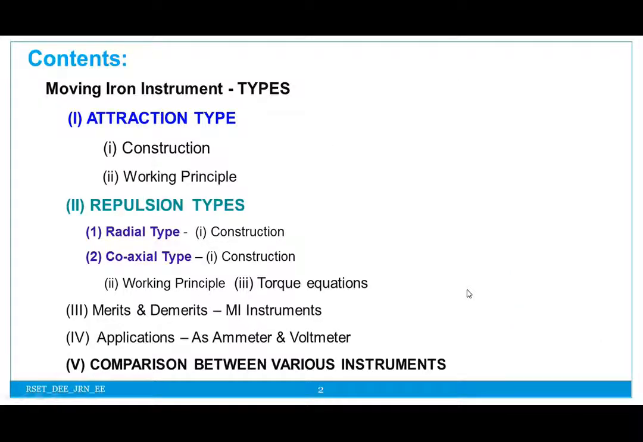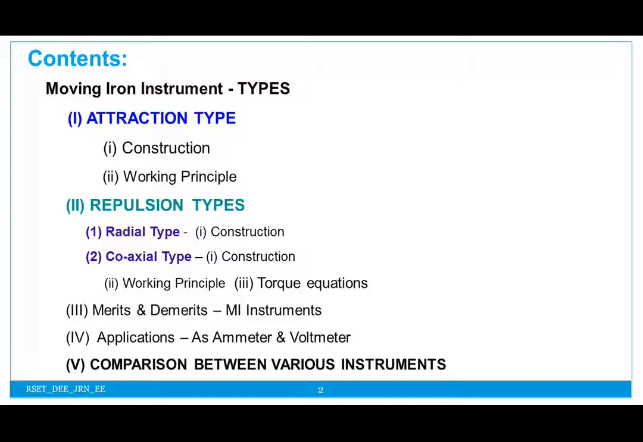We have already seen two types of instruments, moving coil instrument as well as dynamometer type instrument, and this is a third type what you are going to study today. It is moving iron instruments, and under the moving iron instruments, you are having the attraction type. We will be seeing the construction and working principle. Then we will move on to repulsion type moving iron instrument.